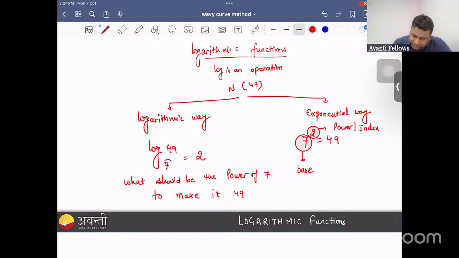Here this 7 is what we call the base of the log. This 49 is the number, which is the component of the log. And this 2 is what we call the power or index.